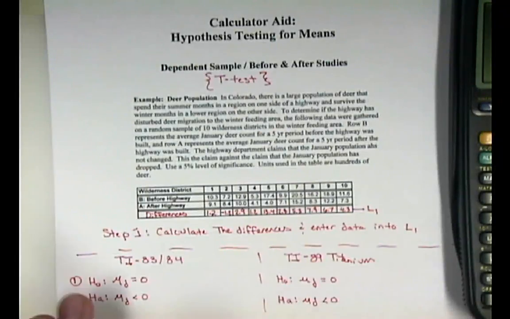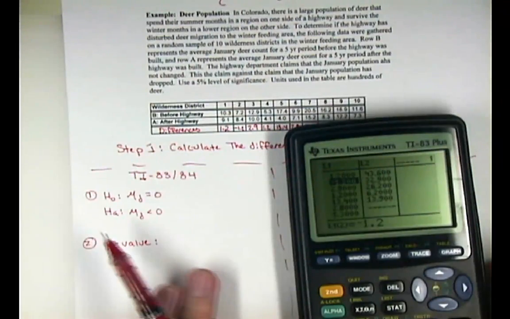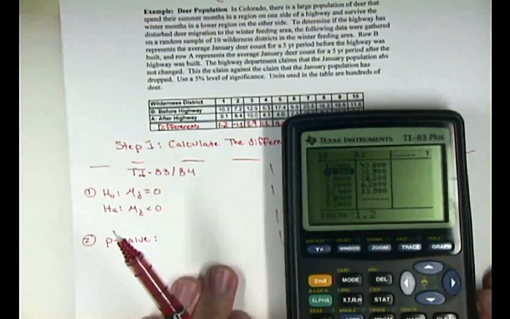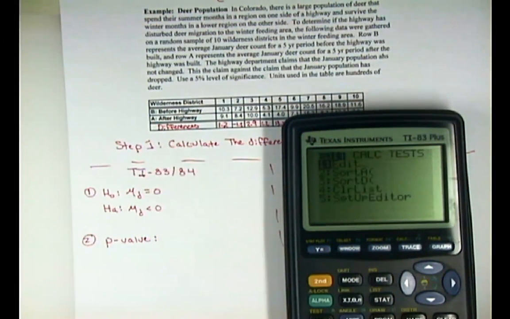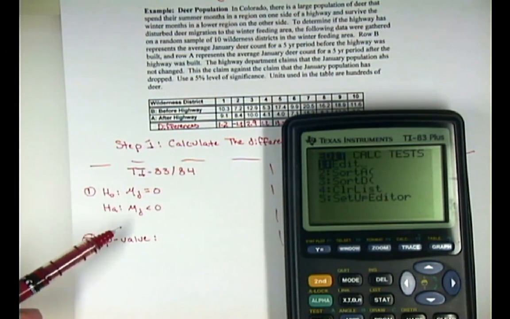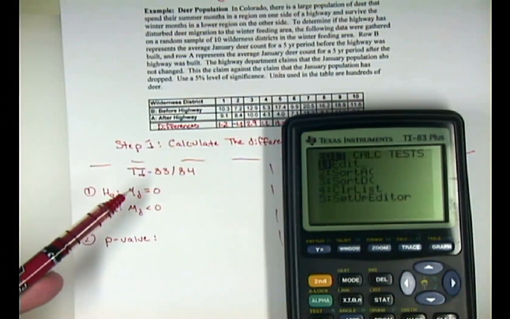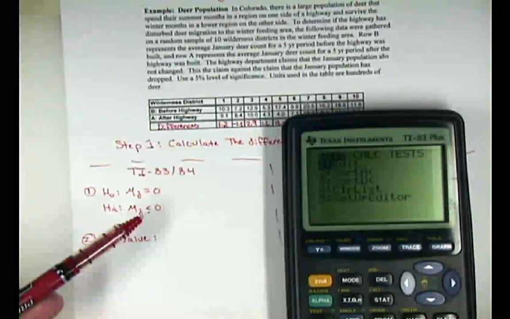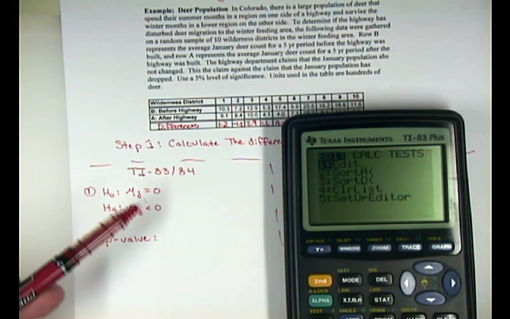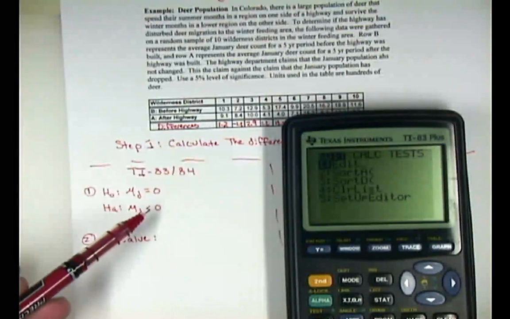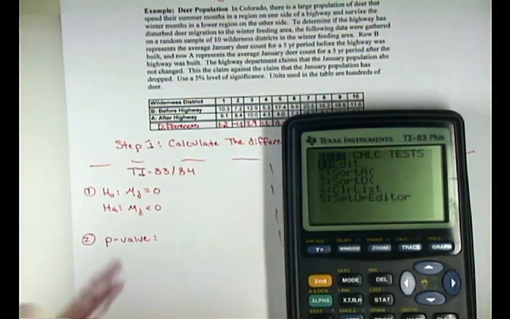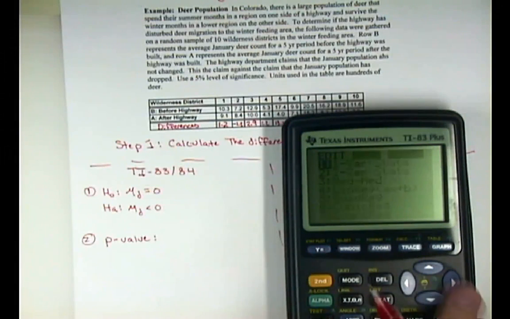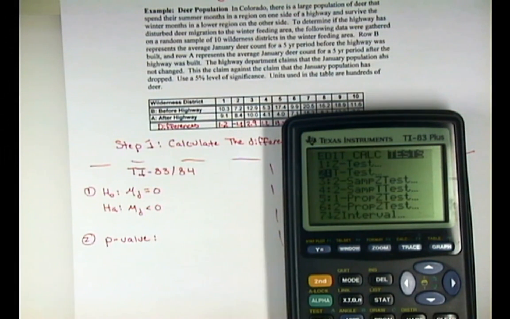So let's go here with the 83/84. Once you have some raw data entered, and again, you can use statistics if you want, we'll go to the stat menu for a hypothesis test. I've set up the hypothesis, the null and the alternative, already. The null is that the difference is 0, meaning there is no difference, and the alternative is less than 0, meaning there's been a reduction, or the population has dropped, because this was with population, so there's been a reduction in population in this example due to the highway. So we're just going to go to test, and we want t-test.